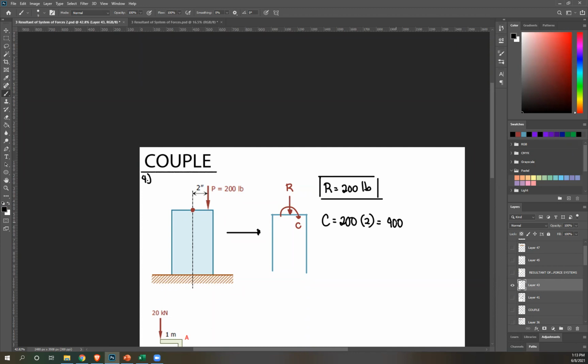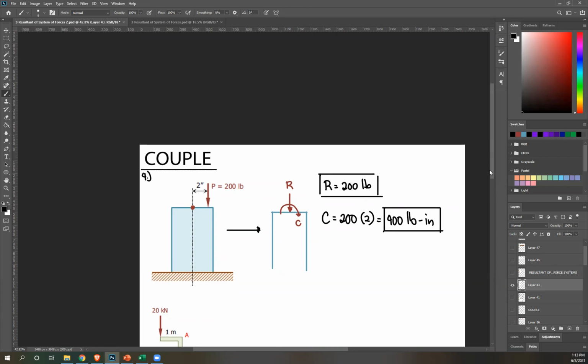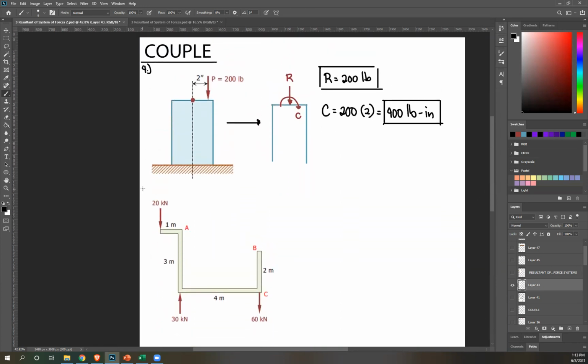400. And then unit pound foot. Okay? Sorry, pound inch. This is inches. So pound inch. Okay, so that's basically it. That's how you resolve a single force into an actual load and its couple. So that's number 4. Lastly, let's solve number 5.